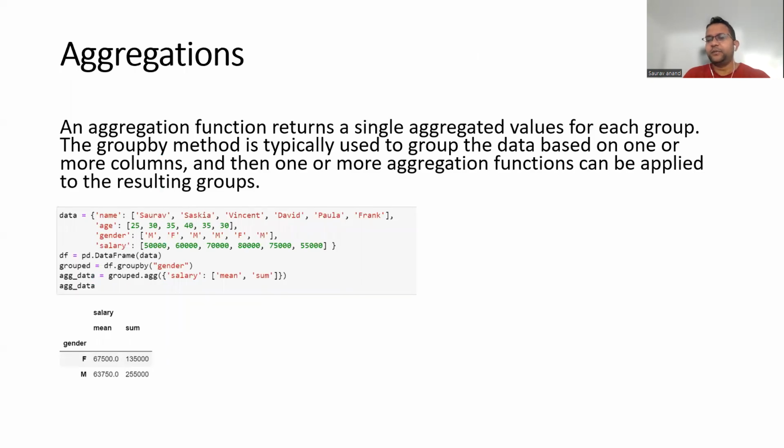Now, the next thing is about the aggregate function. We have already seen the group by method. Once the group by method is performed, we can apply the aggregation function. Basically, the aggregation function is mostly used on the group data. In this example, we can see that the data frame is grouped by the column gender, and then we have used the aggregate function to get the mean and sum of the salary column. So the output will display the mean and sum of both male and female respectively.